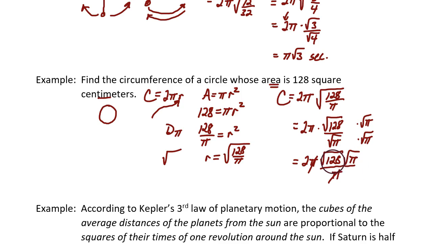The number 128 is not a perfect square, but it can be factored using perfect squares. So let's rewrite this as the square root of 64 times the square root of 2.